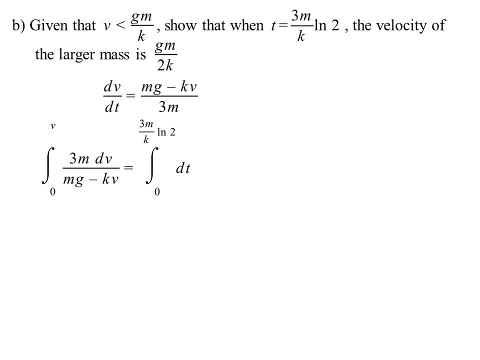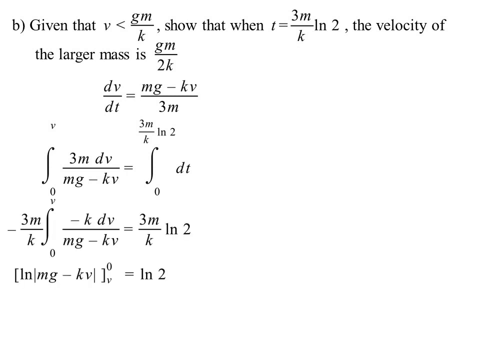Now, left-hand side, what have we got? We've got a log function on the left-hand side, because mass is just a constant. So we'll end up with the log of mg minus kv. And on the right-hand side, we just get log 2. That's nice. The 3m on k's cancel on either side. And keep playing with it.